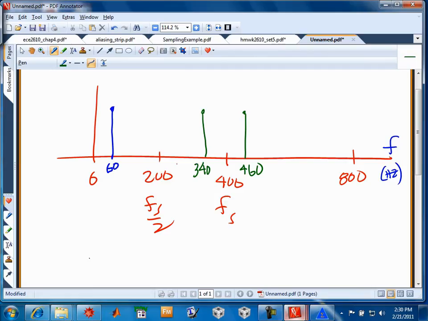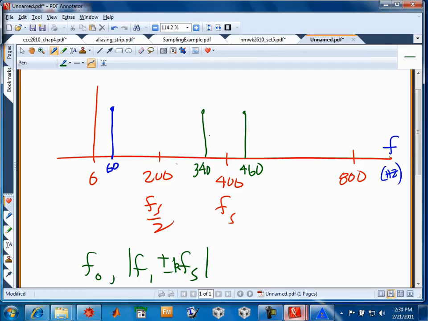But just getting down to the math, we're wanting to show that if we had an F naught, is that equivalent to some other F1 plus and minus K times Fs, absolute value. When will those be equal? In other words, what can we add and subtract from Fs and still get F naught?